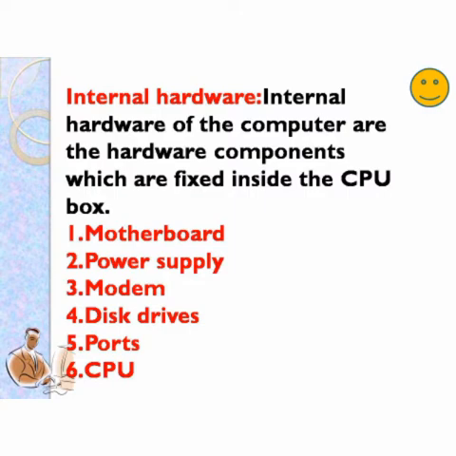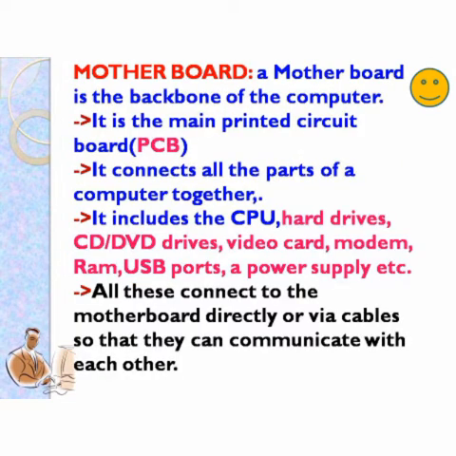So internal hardware of the computer are the hardware components which are fixed inside the CPU box. They are motherboard, power supply, modem, disk drives, ports and CPU. So we'll discuss one by one.